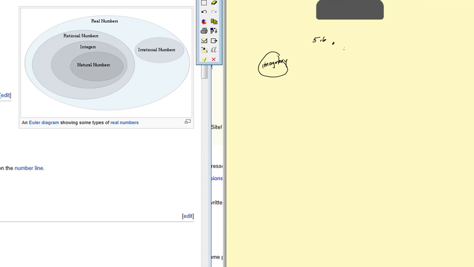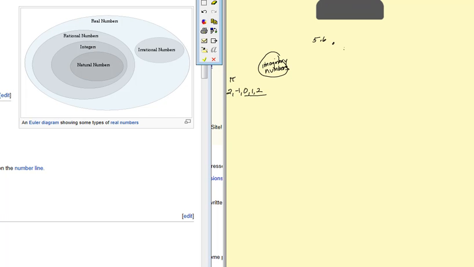Imaginary numbers, because you know that those are outside of the real numbers. Inside of real numbers, we have irrational numbers, such as pi. And then we have rational numbers, integers. Remember, integers are the negative and positive counting numbers. And then we have natural numbers, which is the zero and positives.